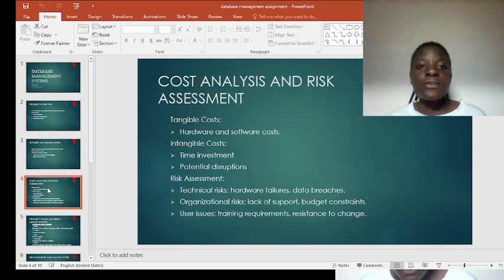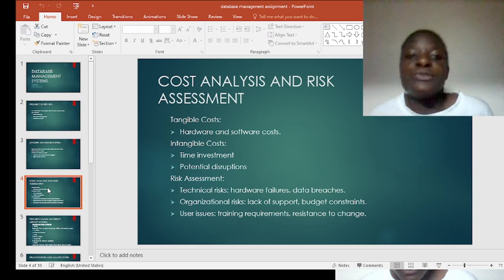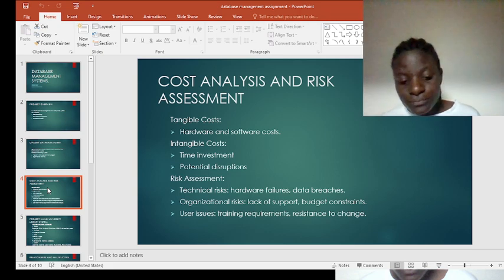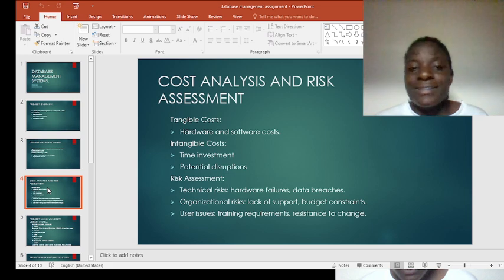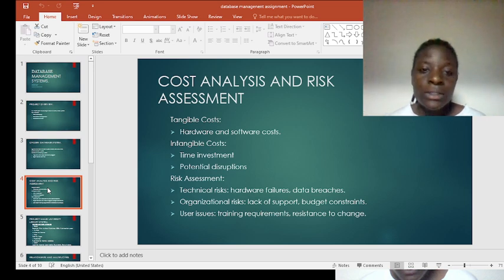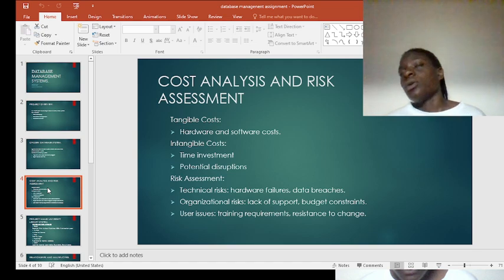And then, there are costs and risks that would be involved in this university library system. There are tangible costs and intangible costs. The tangible costs include hardware costs, which cover the hardware that will be used to implement the system, plus the software costs, which may include the new software that may be used to implement that system.